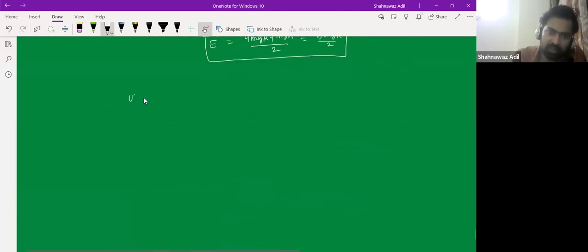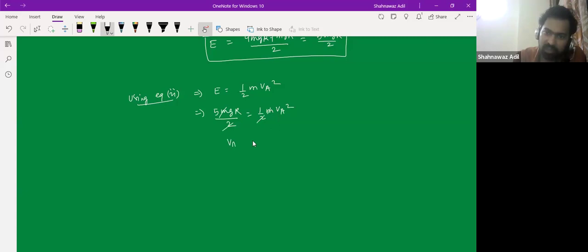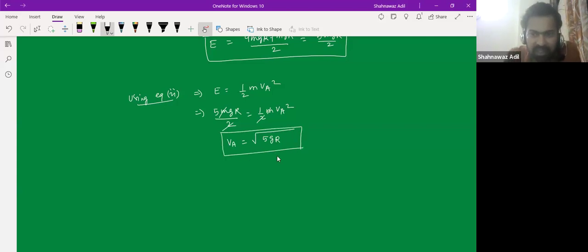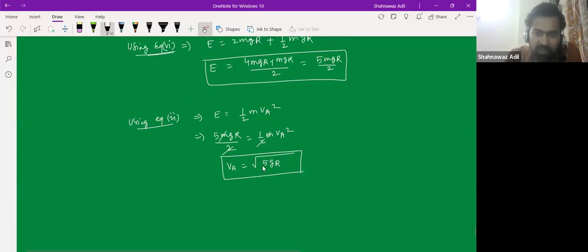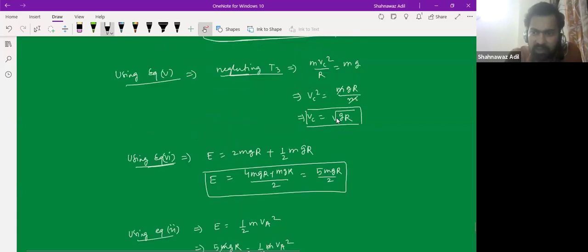So using equation 2, total energy is simply half mVA square. And this is 5 mgr by 2. And this is half mVA square. So m cancels, 2 cancels, and VA is root 5gr. Right. So this is the thing that we have to remember. So at A point, the velocity is root 5gr, and at C point, velocity is root gr.